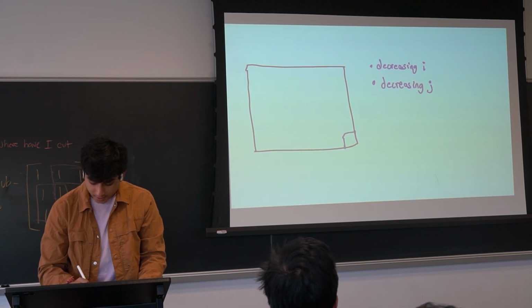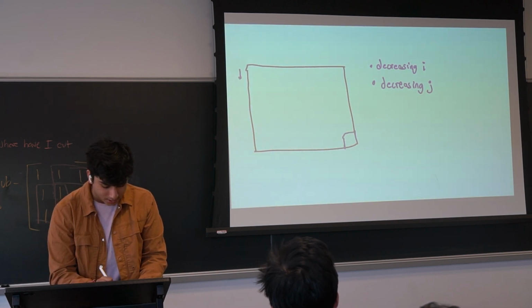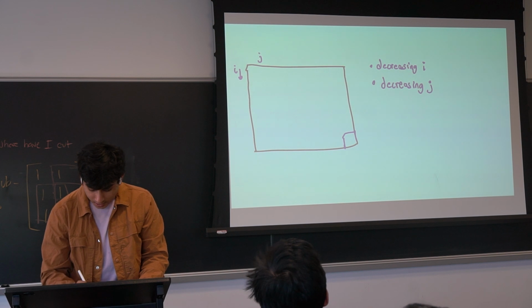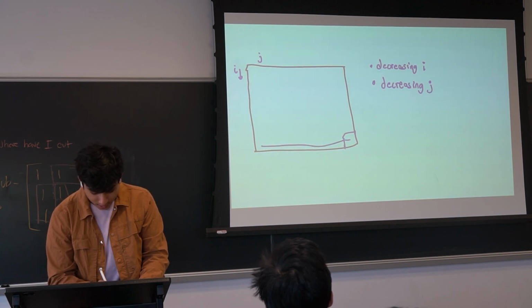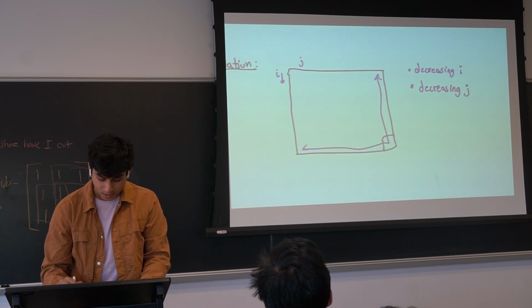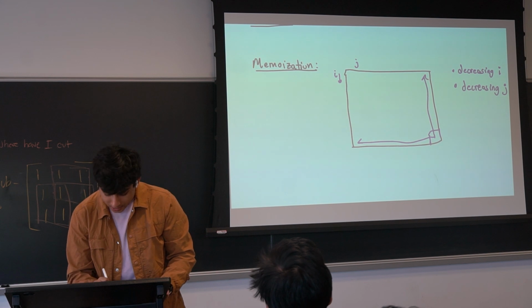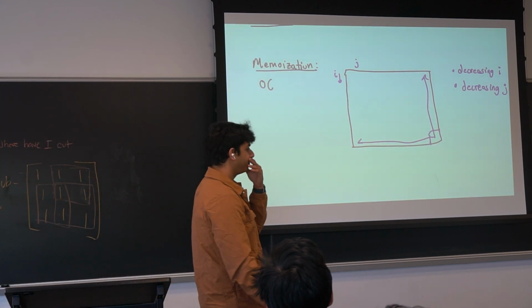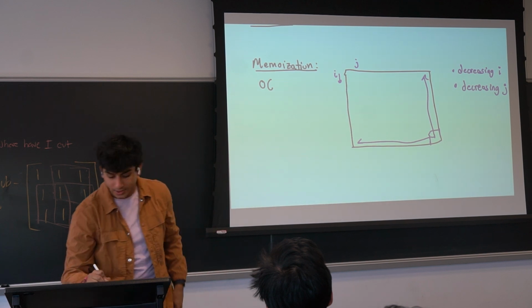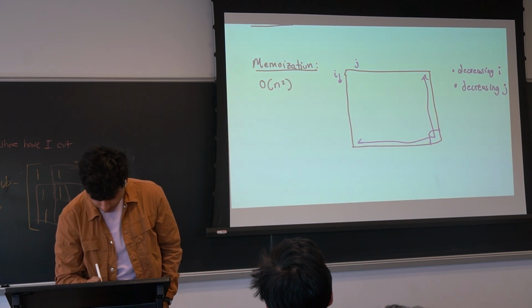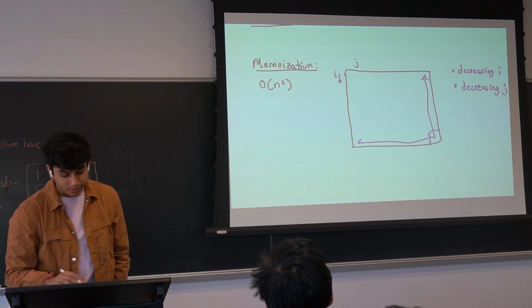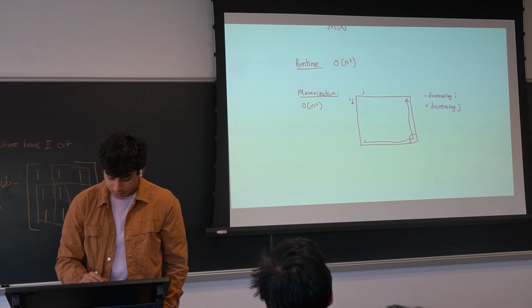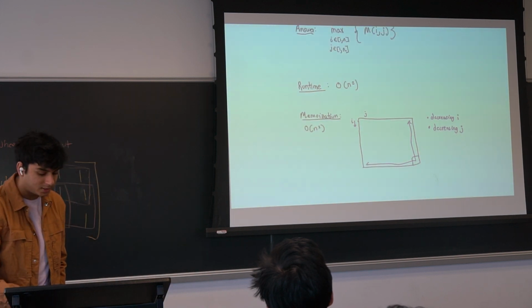So I'm going to start here, and then I'm going to go in, let this direction be i, let this direction be j, decreasing i and decreasing j. And what's my space complexity here? Yeah, it should be n squared. Okay, so that's my memoization space complexity. And let's make sure our runtime is consistent.